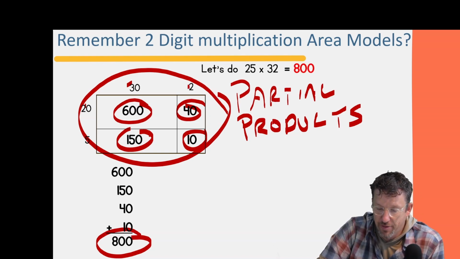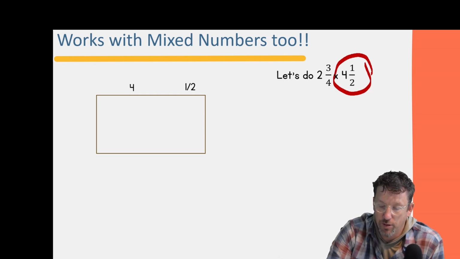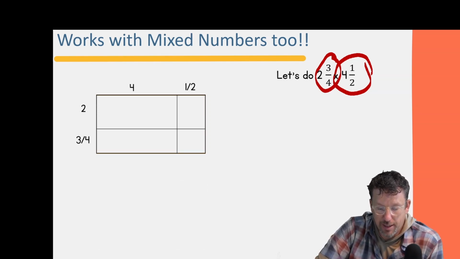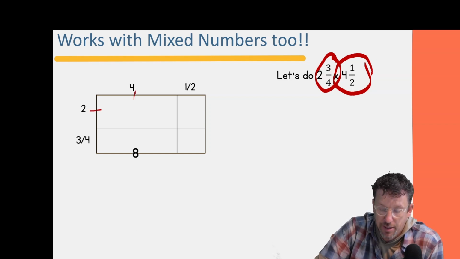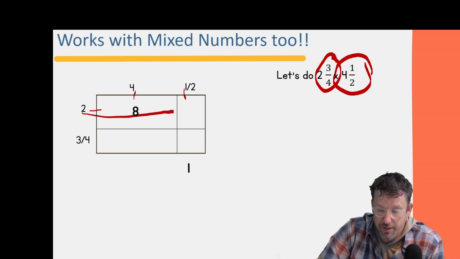Well, you can do that same thing in mixed numbers. So we can take our rectangle and we can break up each of our mixed numbers. So this would be 4 wholes and a half. And this would be 2 wholes and 3/4 of a whole. Put your rectangles up and just multiply. 2 times 4. So we have 2 wholes times 4 wholes equals what? It equals 8. And then we take 2 times 1/2 and it equals 1.